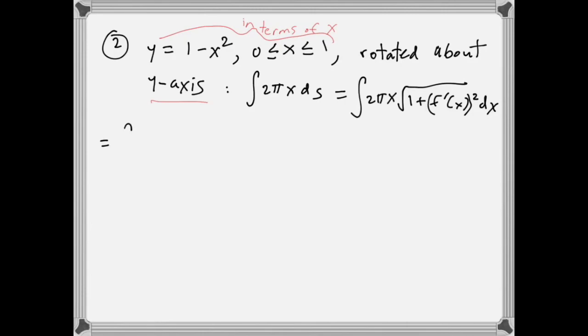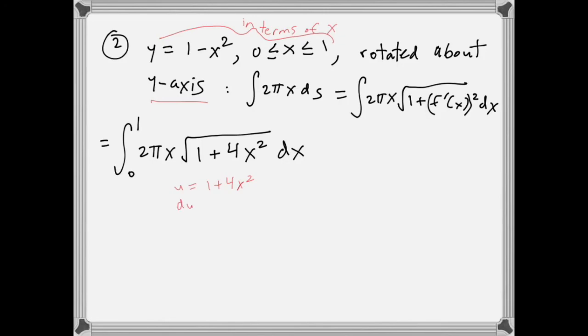So this becomes the integral from 0 to 1, because again, it's in terms of x, 2 pi x times the square root of 1 plus 4x squared dx. This is not a hard integral to solve. We recognize that a u substitution is going to work. So we're going to let u equal 1 plus 4x squared. We know that's going to work because the derivative is 8x dx, and I see an x dx on the outside. Or 1/8 du is equal to x dx.